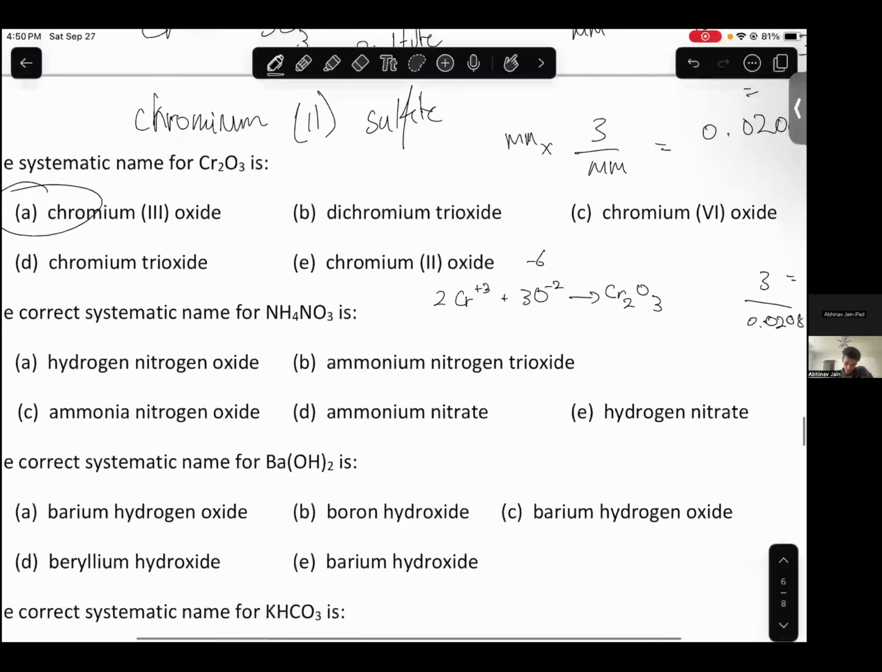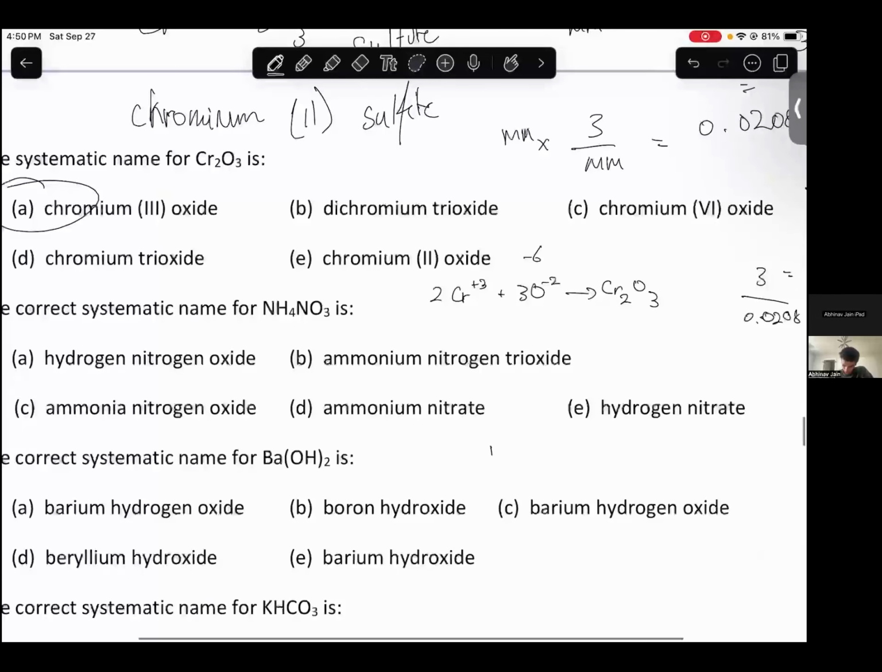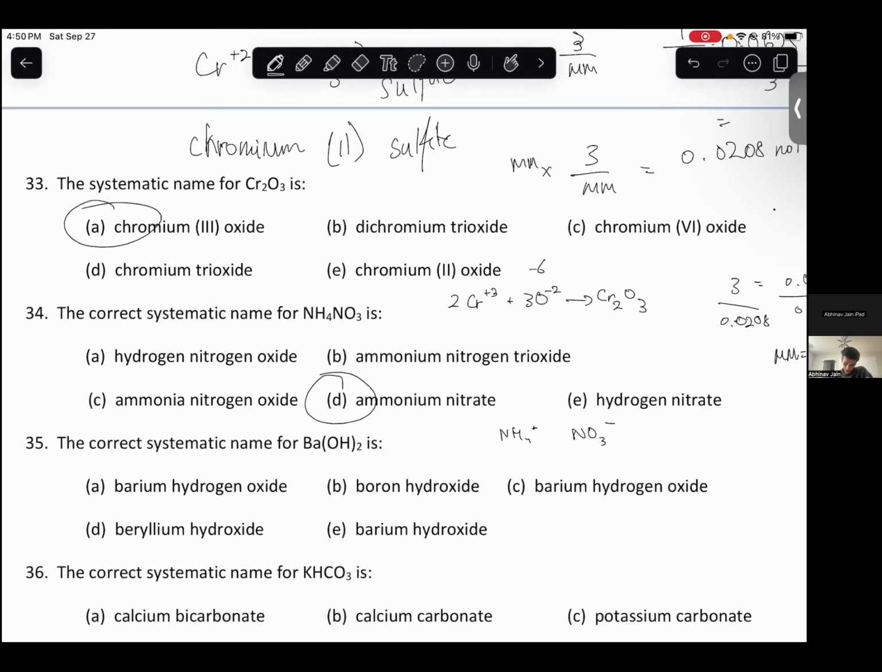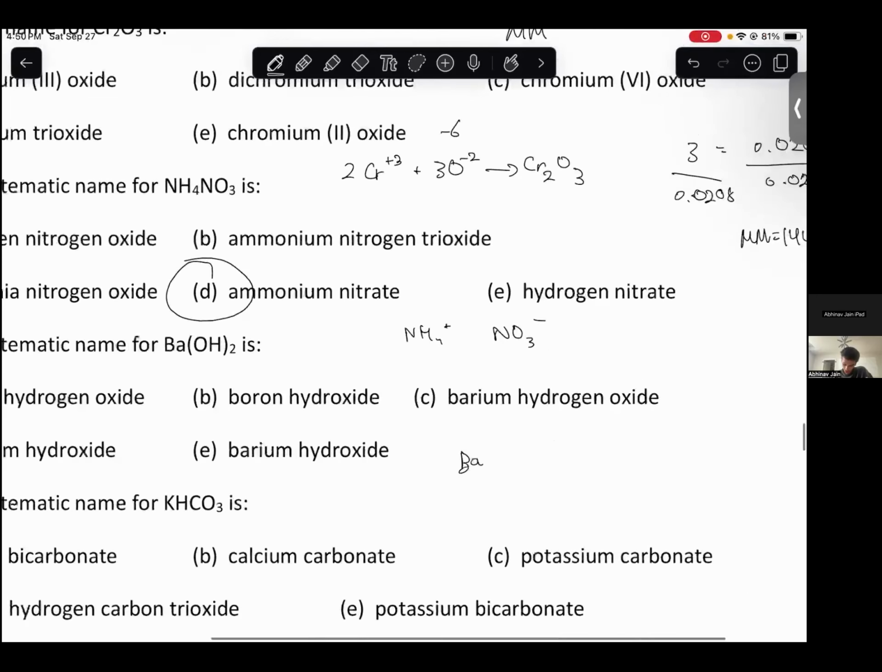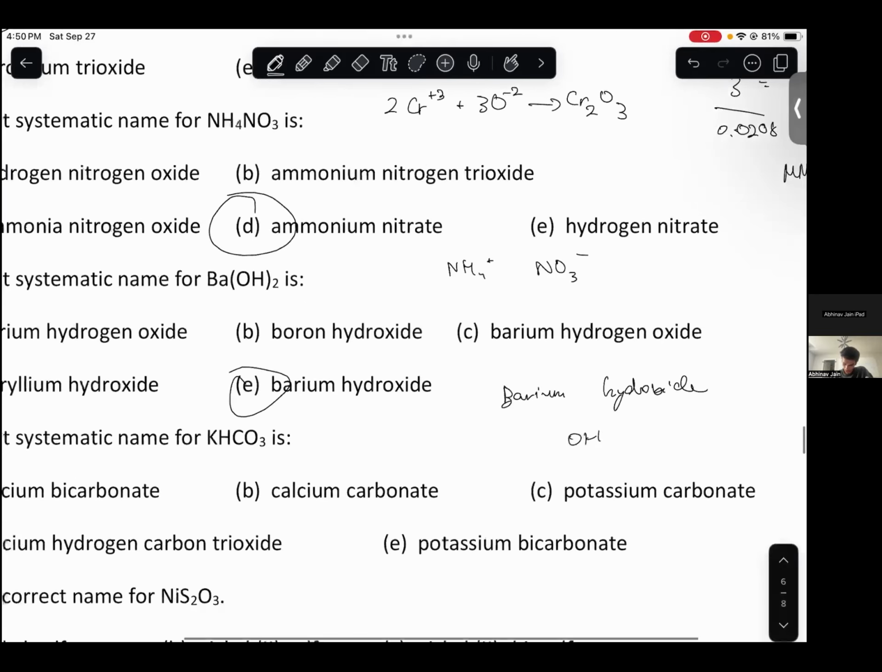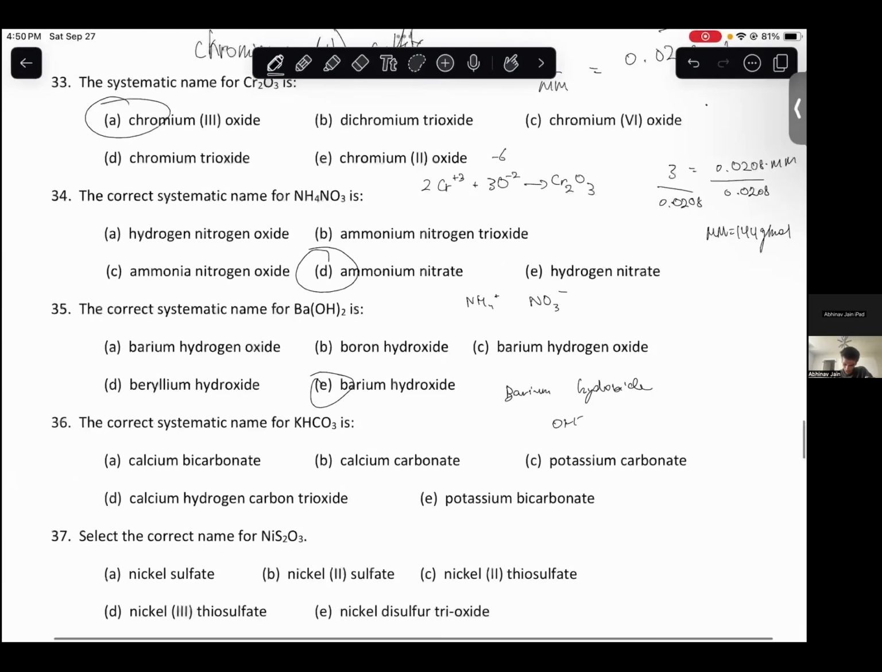34, the correct name for NH4NO3. That's going to be the ammonium ion, and then the nitrite or nitrate ion. So it's going to be ammonium nitrate. So the answer is D. It's 35. The correct name for Ba(OH)2. That's just going to be barium and hydroxide since it's an ionic compound. So because OH minus, that's hydroxide, it's a polyatomic ion. It's coming together with the Ba+2 ions. Remember, Ba forms +2 ions because it's in group 2 of the periodic table.